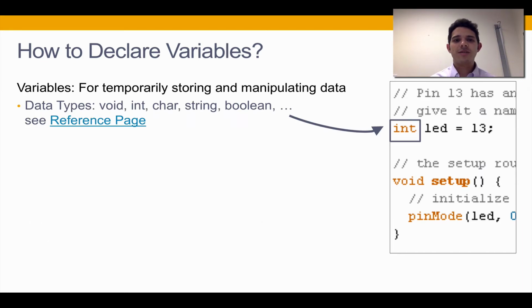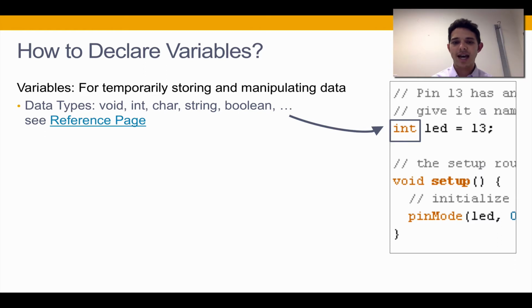Now, first we need to define what type of box we are working with, what type of variable. So in the Arduino language, there are various data types, which really dictate what type of value is stored in that variable. So options include void, integers, characters, strings, and Boolean quantities. You can click on the reference page link to get more information about these different data types.